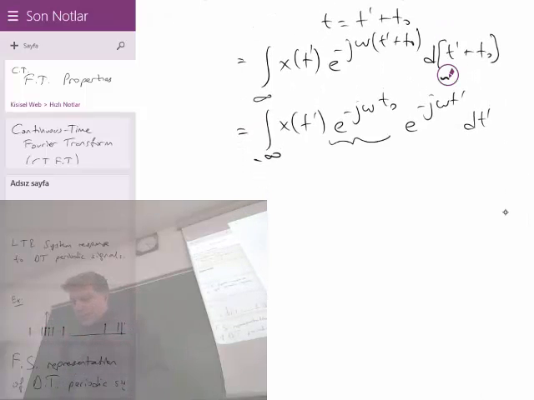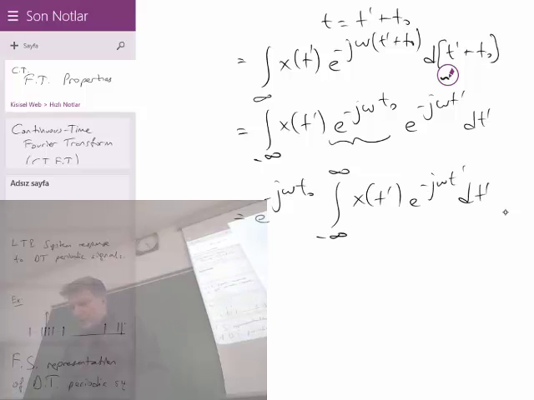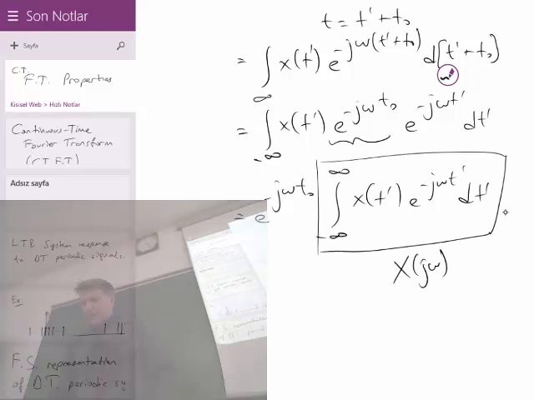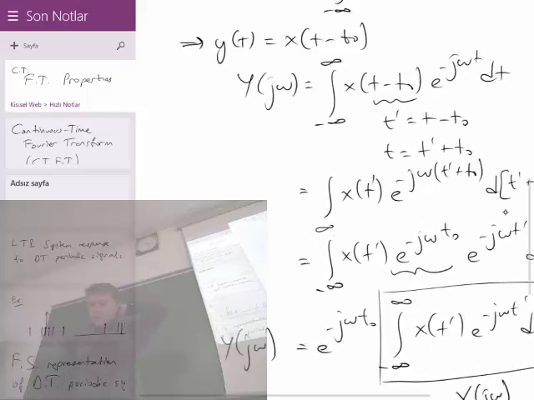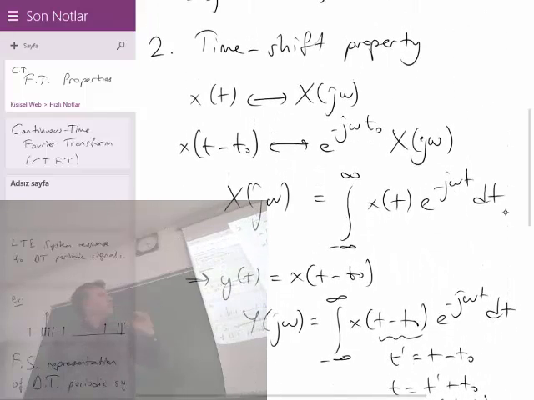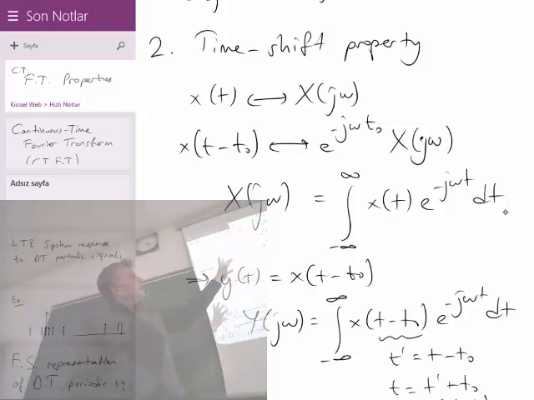And this one is independent from t prime, therefore it can be taken out of the integral: e to the minus j omega t0, times the integral from minus infinity to infinity of x of t prime e to the minus j omega t prime dt prime, and by definition this part is equal to X of j omega, and that is equal to Y of j omega. So what is Y of j omega? It is e to the minus j omega t0 times X of j omega, which is what the property says. If you shift by an amount of t0, the Fourier transform is multiplied by e to the minus j omega t0.